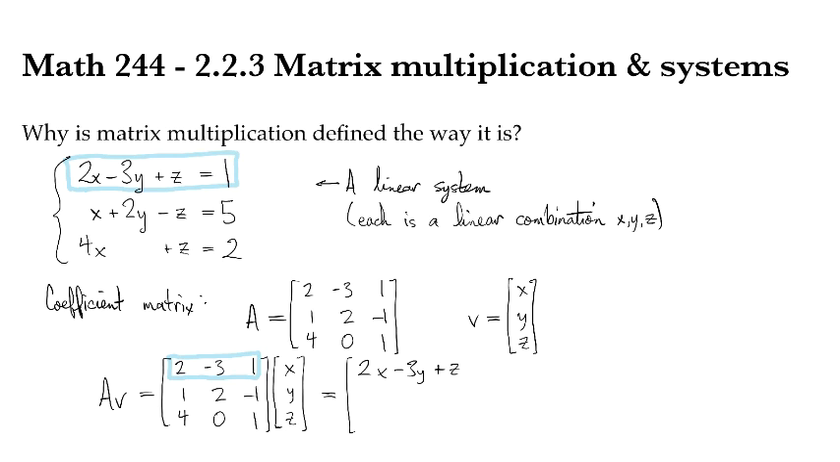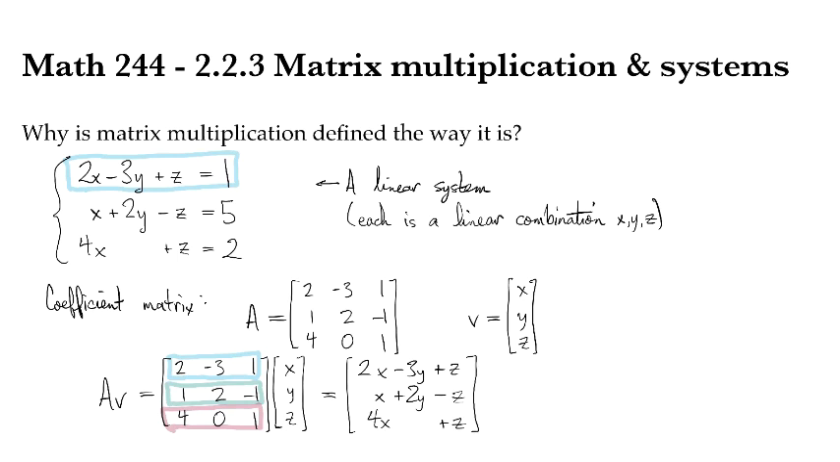And then going down the second row, we're going to have x plus 2y minus z. And going down the third row, let's just swap colors real quick. We have 4x plus 0y plus z.